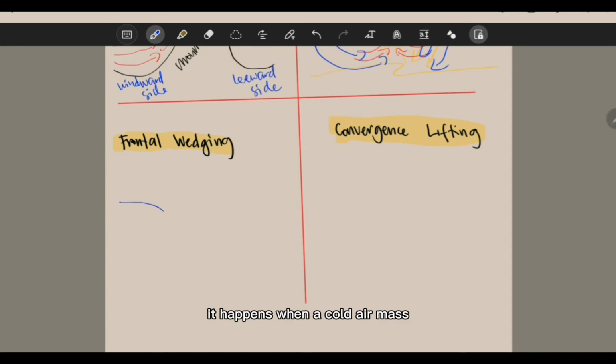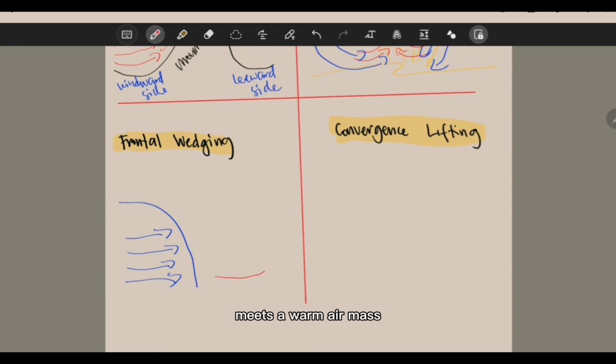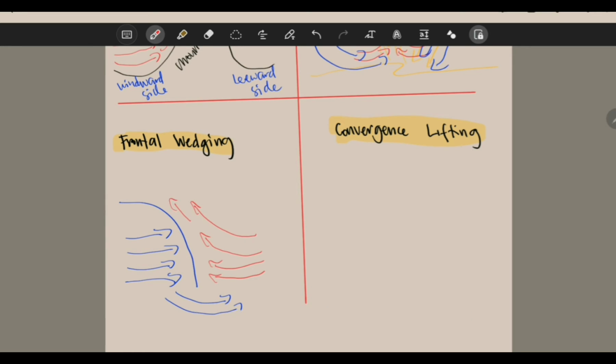Another lifting mechanism of air is called frontal wedging. It happens when a cold air mass meets a warm air mass. And since cold air mass is denser than warm air mass, it tends to wedge underneath. The warm air is pushed up high in the atmosphere.